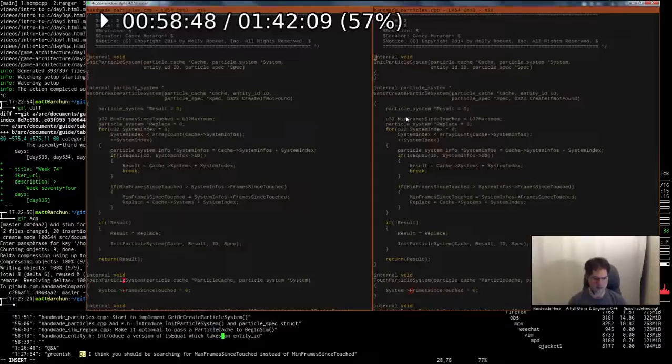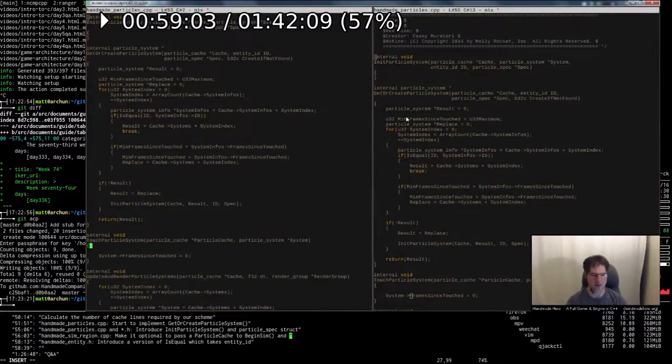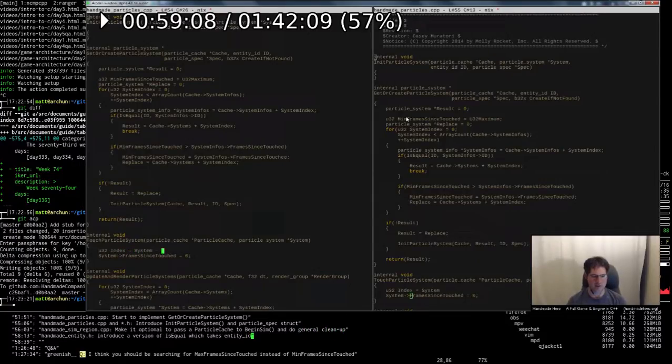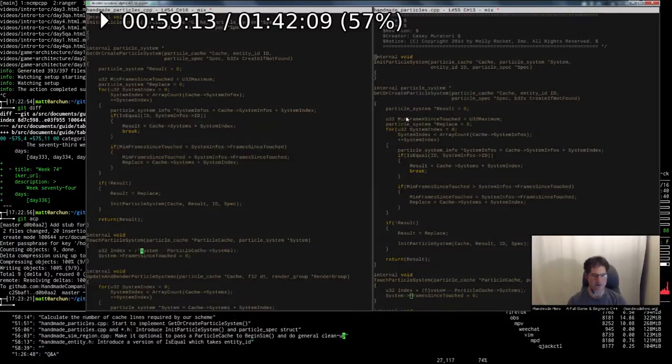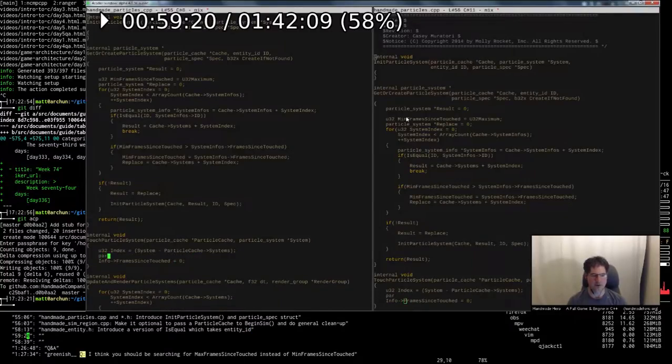frame since touch is not okay, so yeah, that actually does pose an interesting problem, which I guess I don't really know if I care about solving. So I think what I'd probably do is say, we probably want people to be able to use this pointer. So I'm just going to use like an index here, which is just the system minus the particle cache systems. So I'm just going to say that's the offset, right? And so then if I want the info, I know I can just do particle system info equal.